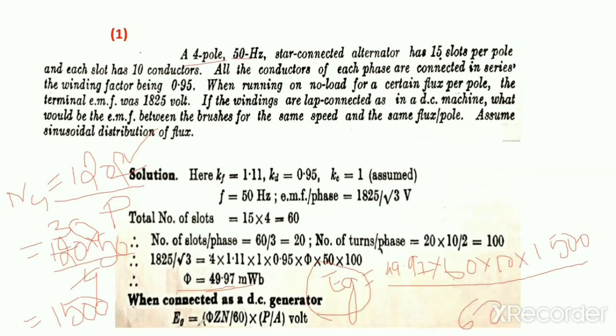Okay, clear? In this case, we substitute the phi value 49.97 and the Z value, the number of conductors per slot, 20 into 60 into 10, and N is the speed by 60. Then we obtain the generated EMF EG. Okay, clear? Next, coming to the second problem.